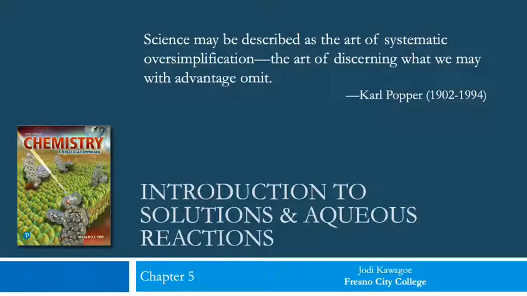So this is a quote from Karl Popper. Science may be described as the art of systematic oversimplification, the art of discerning what we may with advantage omit. And that definitely occurs in Chem 1A. There are things that we can just leave out, and then we can understand the overall situation.